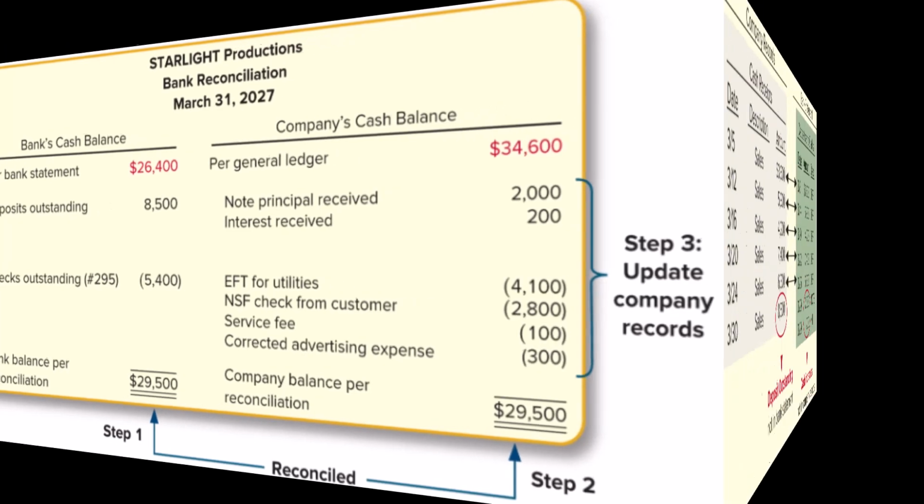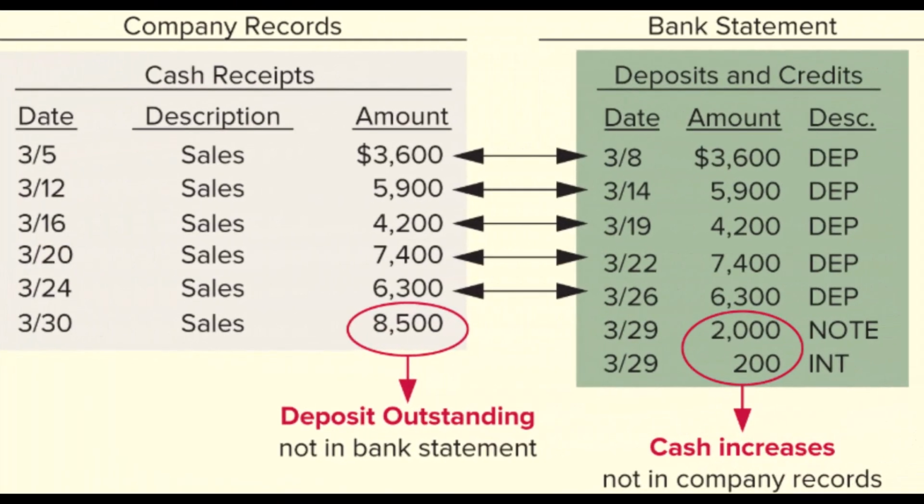Step 1 is to reconcile the bank's balance. We look for items the company has recorded, but the bank hasn't yet. By comparing the company's cash receipts to the bank's deposits, we see a deposit for $8,500 made on the 30th of March that isn't on the bank statement yet. This is a deposit outstanding. We add this to the bank's balance.